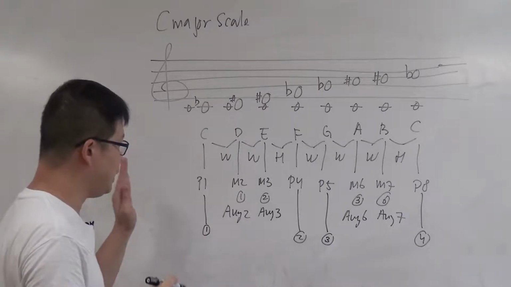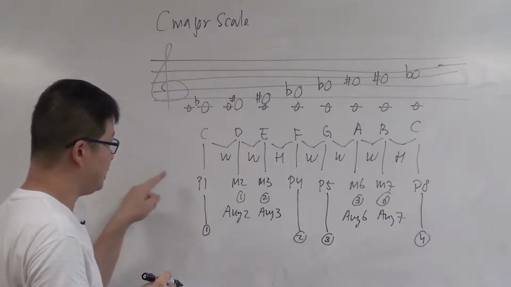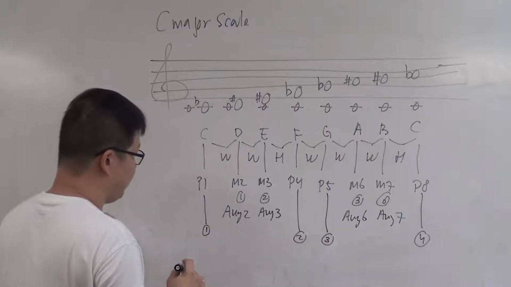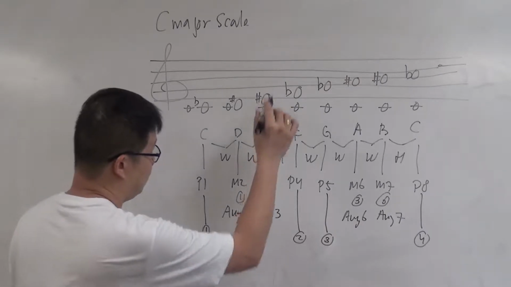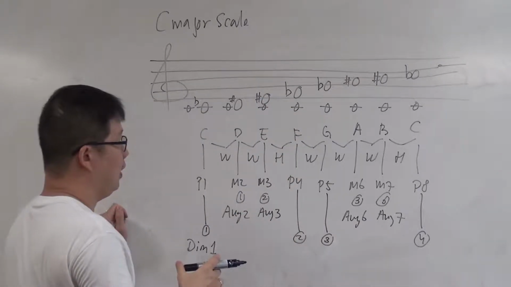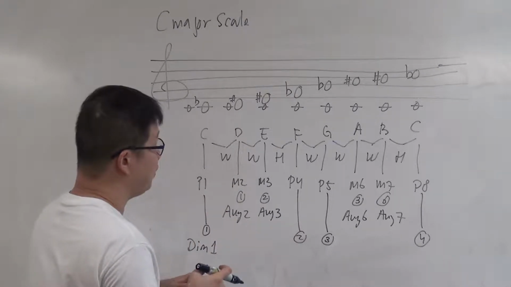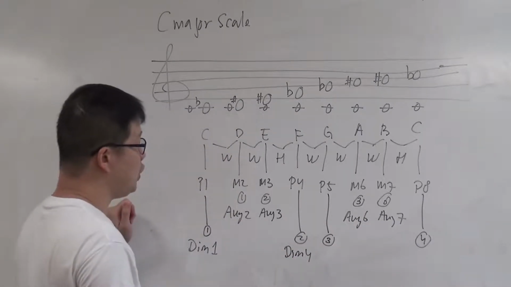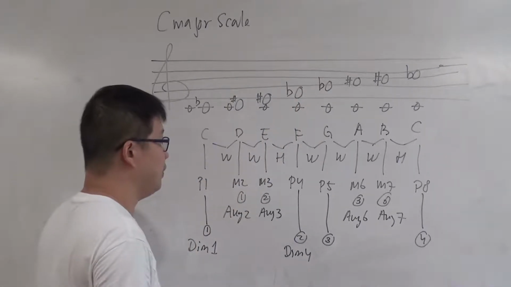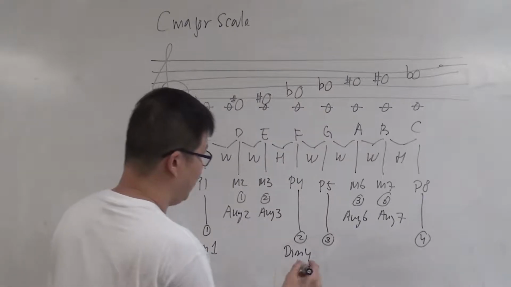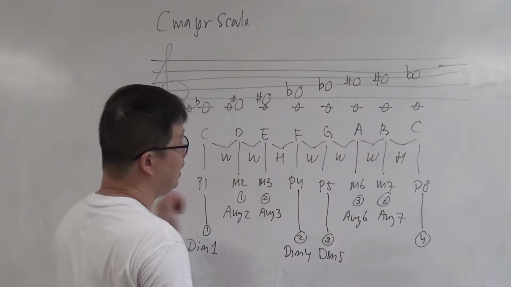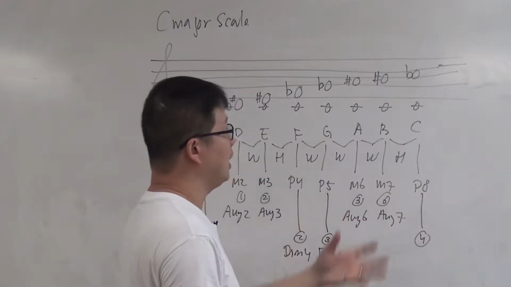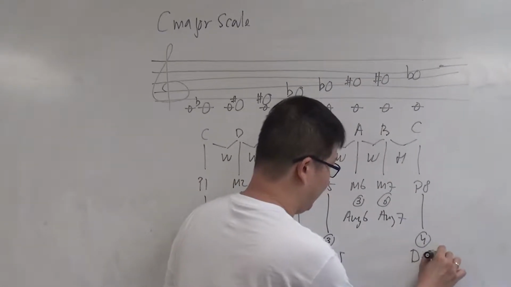Now, C to C without the flat on the second note, the interval is a perfect 1st. However, because we decrease by a half step, it becomes a diminished 1st. Same thing, C to F without any accidentals is a perfect 4th. However, if you decrease by a semitone, it becomes a diminished 4th. C to G without any accidentals is a perfect 5th. If you decrease by a semitone, it becomes a diminished 5th. And C to C, an octave higher, without any accidentals is what we call a perfect 8th. However, if you decrease by a semitone, it becomes a diminished 8th.